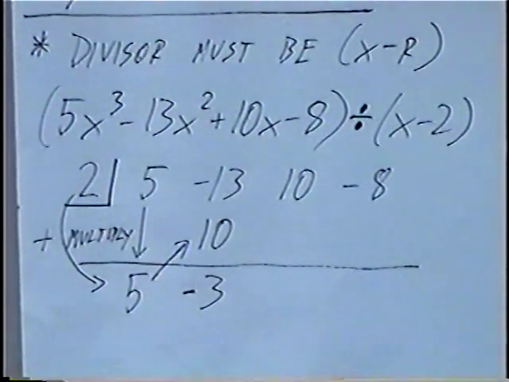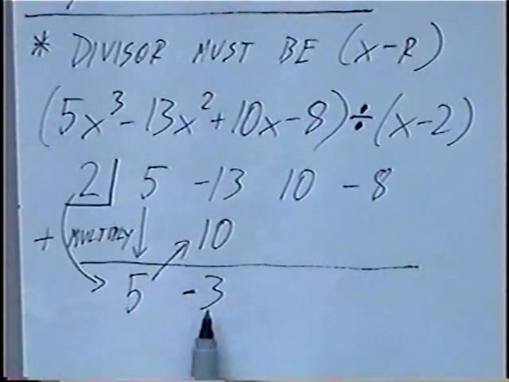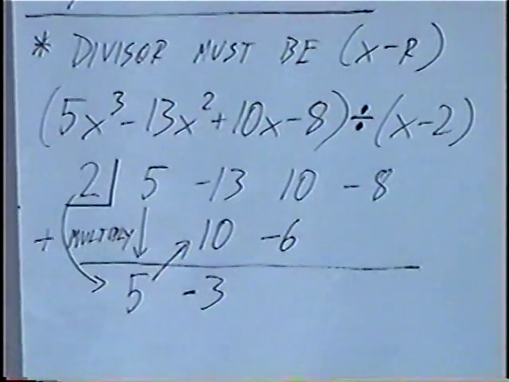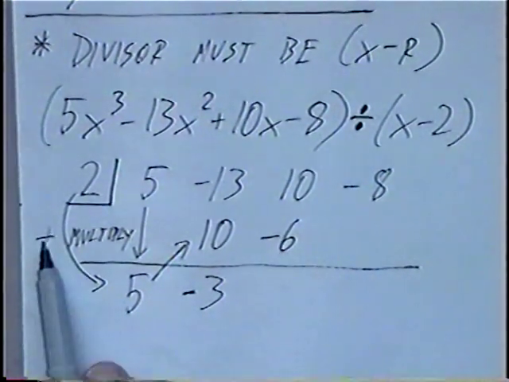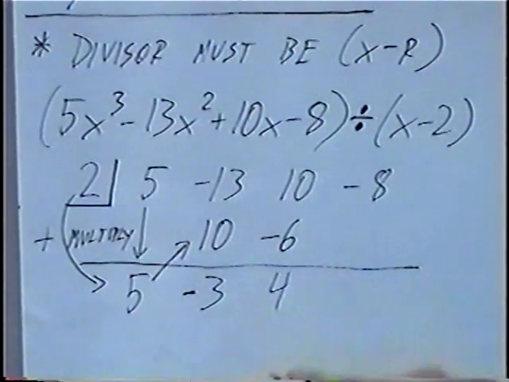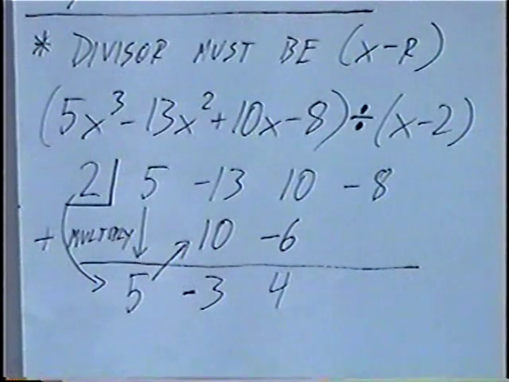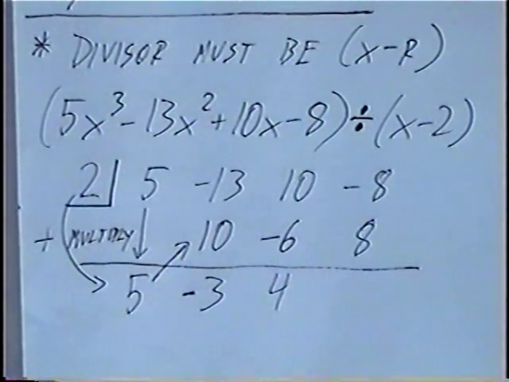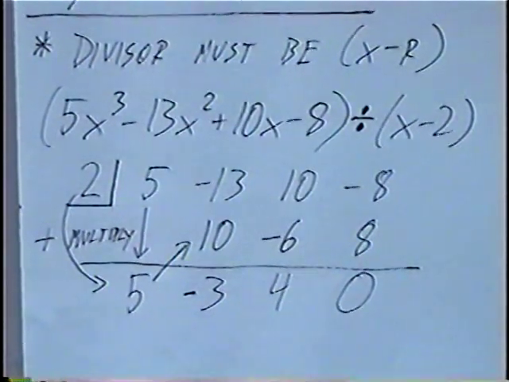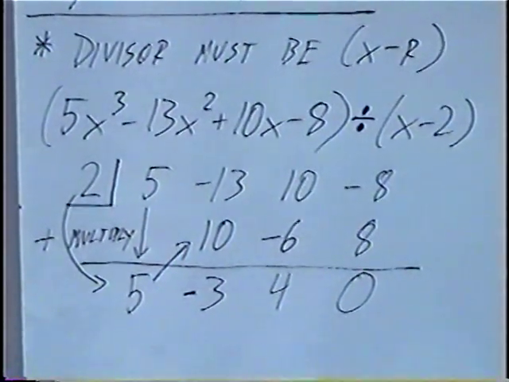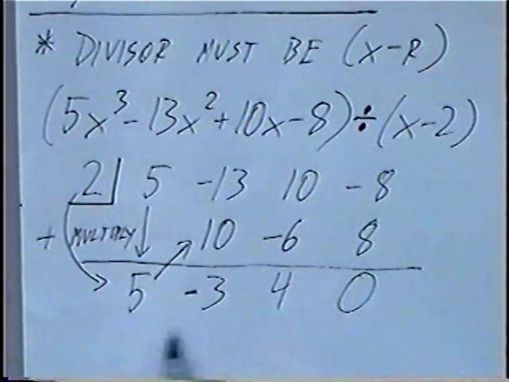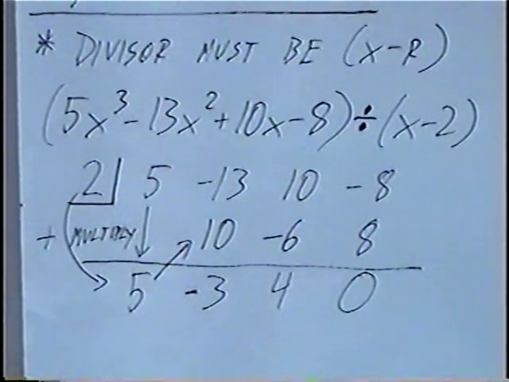After we add the two numbers together, again, we'll multiply this number times 2, and the product we'll put underneath the next coefficient. Each time we have two numbers, we'll add those two numbers together. 10 plus negative 6 would be 4. Multiplying again, 4 times 2 would be 8. And negative 8 plus 8 would be 0. The 0 at the end represents that there's no remainder for this question. Our final answer, these are the coefficients, 5, negative 3, and 4.